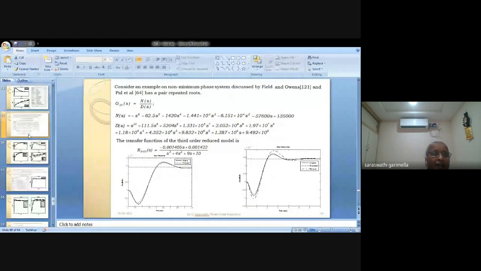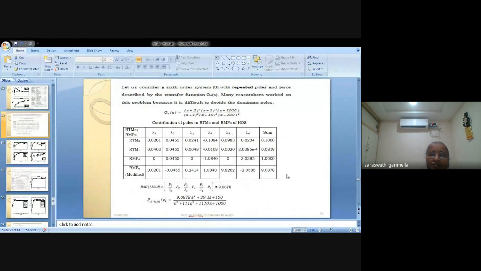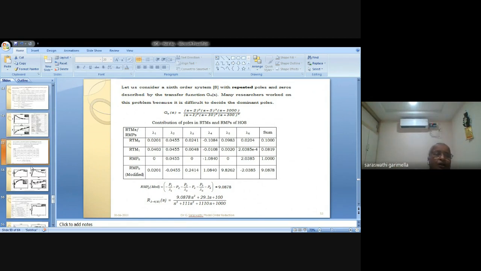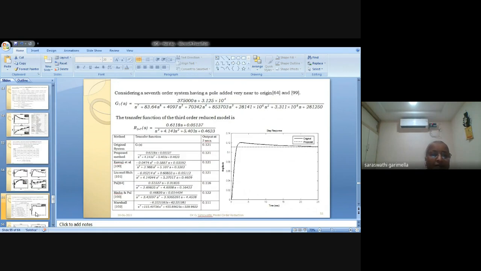but in my later postdoc work, I haven't considered the zone at all. I took the lowest of the RMPs and the highest of the RTMs, and I took those eigenvalues and calculated the numerator polynomial, and I almost got even better than these plots. But I have these things in those papers.